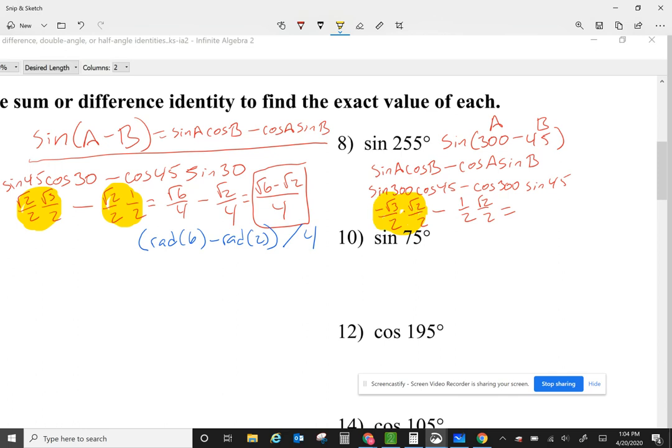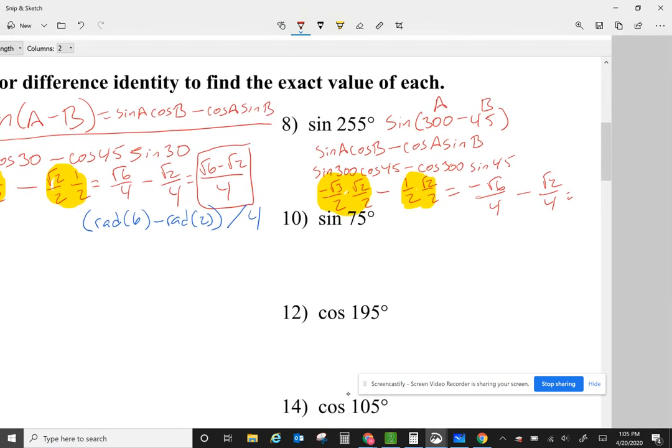So when I multiply these, that gives me negative radical 6 over 4 minus, when I multiply these, that gives me radical 2 over 4. I must combine my fraction. I have a over 4 because I have a common denominator. That gives me negative radical 6 minus radical 2. I cannot combine them, so that's my answer. How to type it?